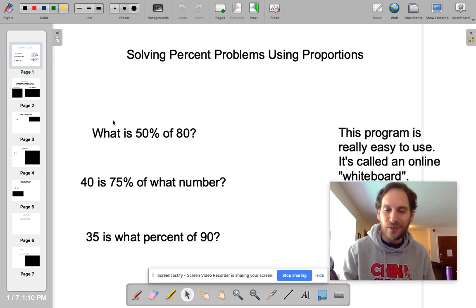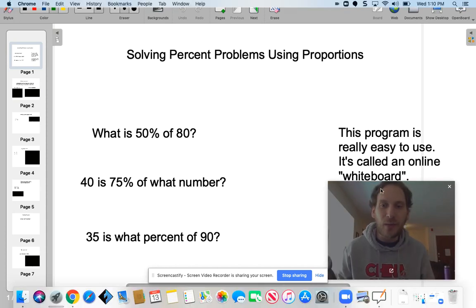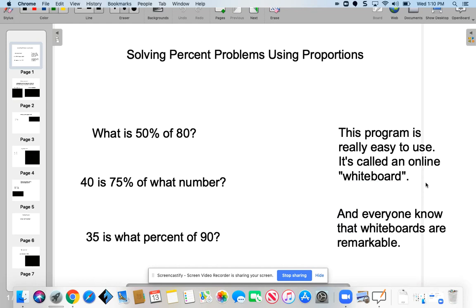using proportions. And because I can't resist, I made sure to include a little bit of a pun here. And I want you to know that my wife thought this one was slightly funny, which I will always take.